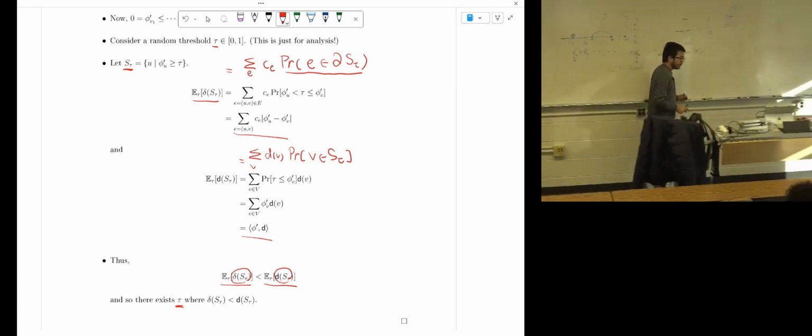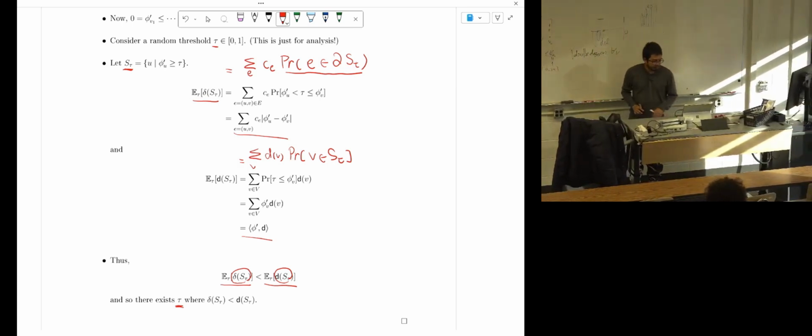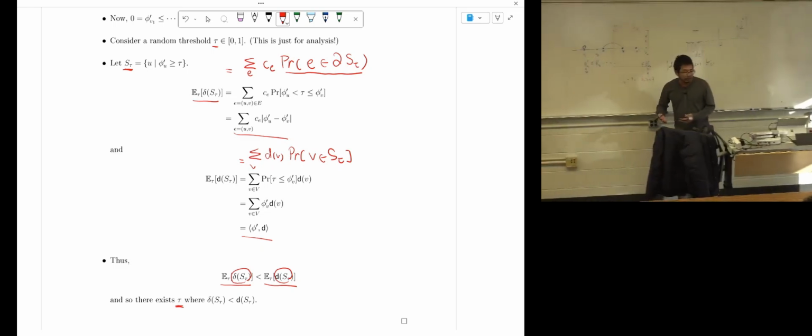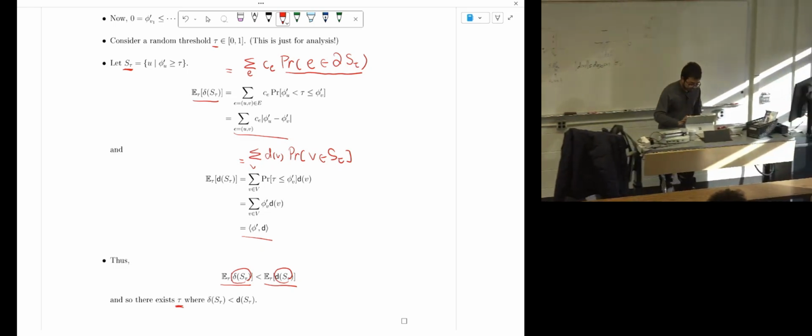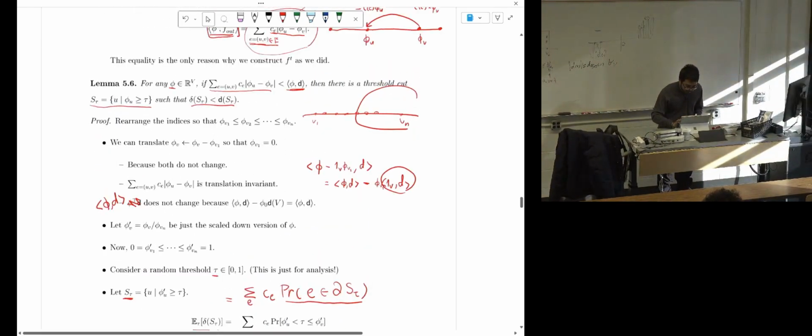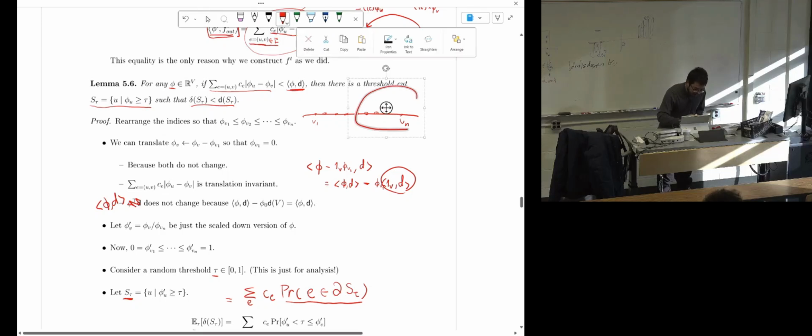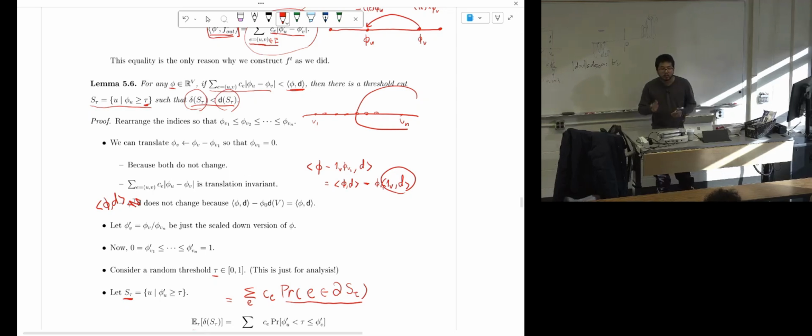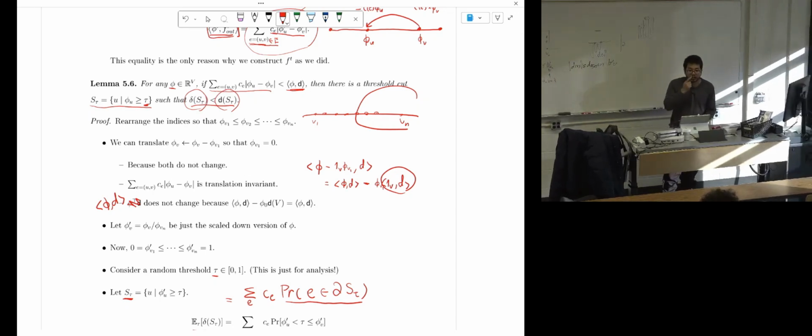So that's it. So now it just means what? It means that there must exist some tau such that the cut size is actually less than the total demand inside. Okay. And once you know this, you can find it fast.